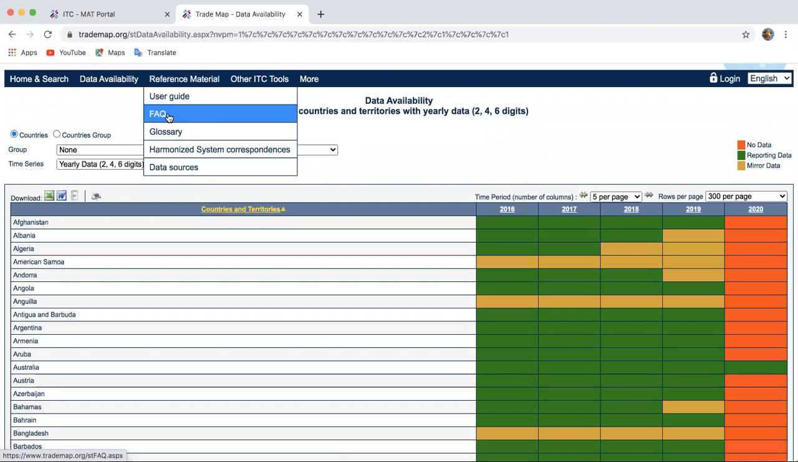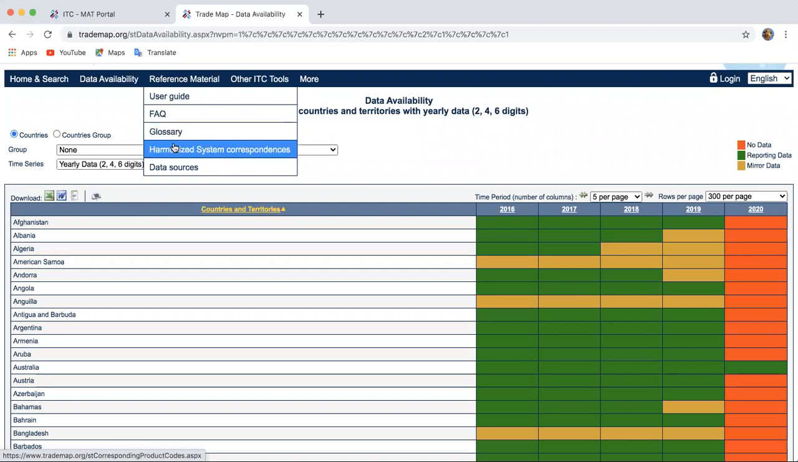For example, the frequently asked questions can answer many questions you might have. There's a user guide on how to go through the different tables. There's a glossary if you don't find specific words, if you want to refresh your memory.